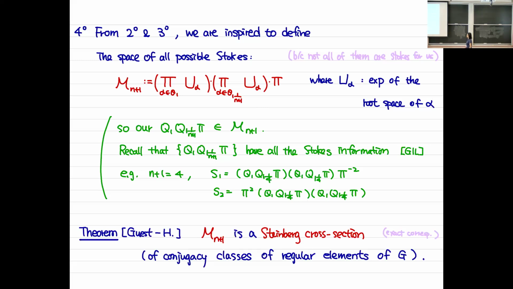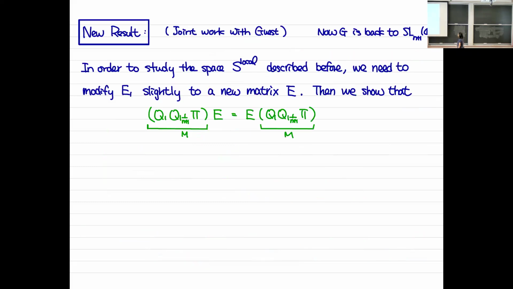Our result is that we show this is in fact a Steinberg cross-section. So you can move all those root spaces to the Steinberg cross-sections. It's a cross-section on the conjugacy classes of regular elements. This is very useful later on to understand the geometry of it.